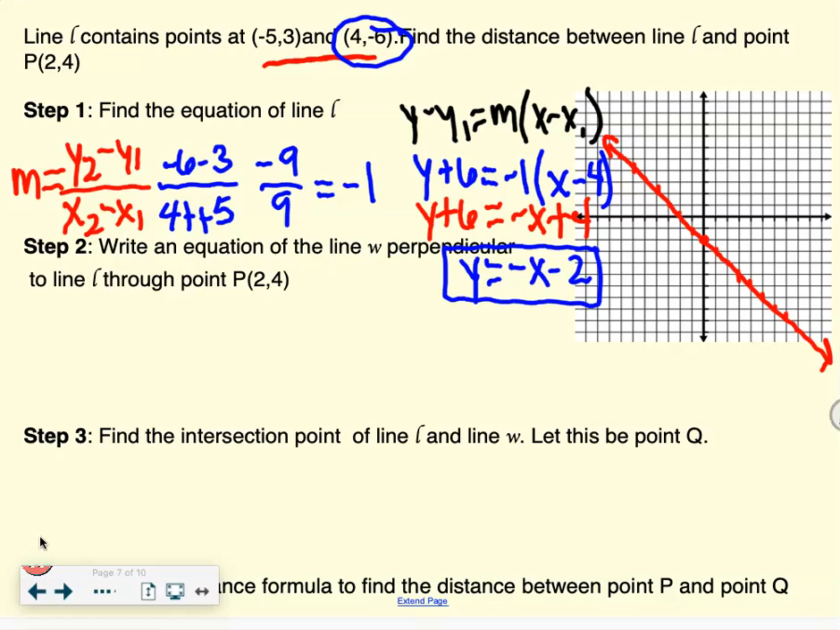Okay, so that's our line. And our point P is (2, 4), so let's just plot that quick. There's P. And our job is to figure out what's the distance from this blue point P to our line we just graphed. Ultimately, we need to find the point on this line that's perpendicular to point P, so I can have 2 points to do the distance formula with.